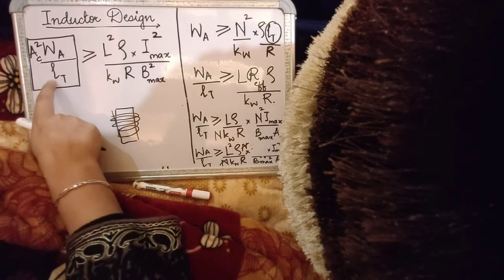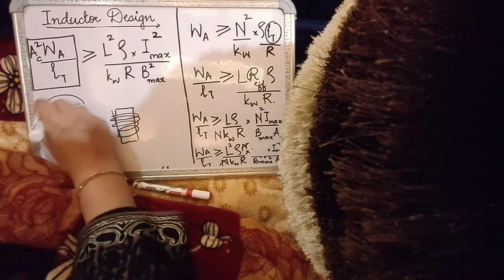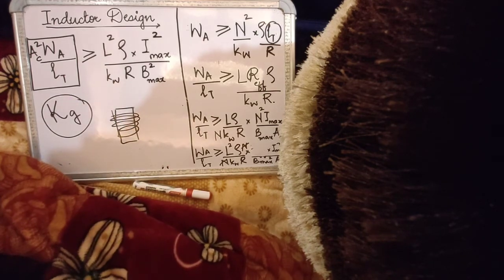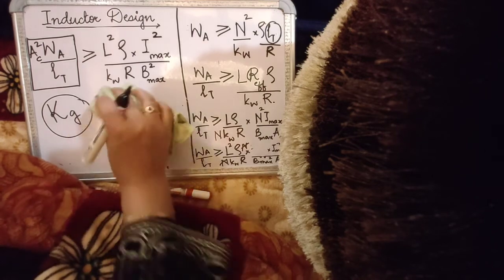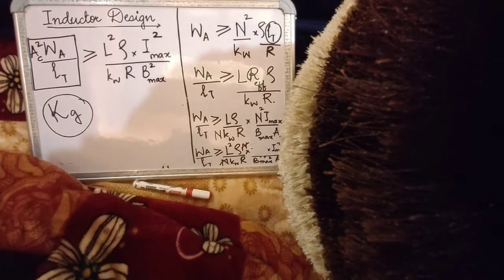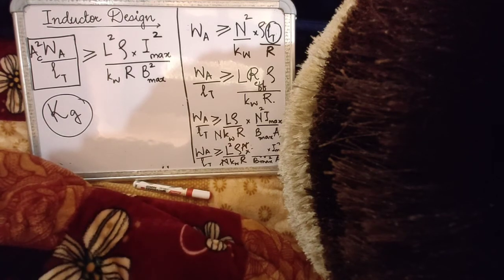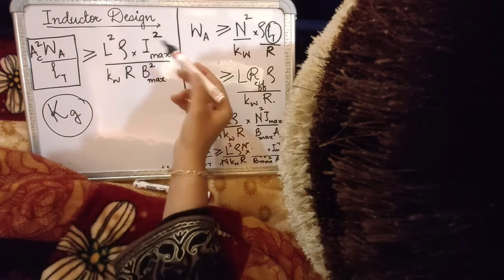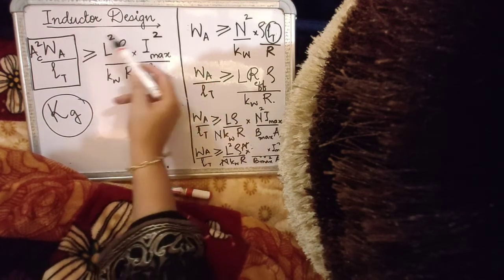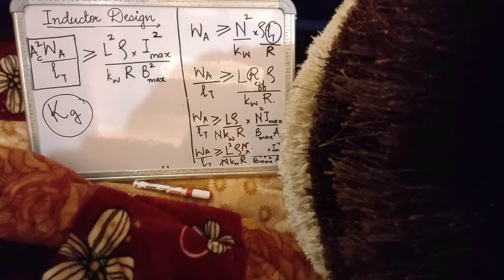So this particular thing, all the geometrical constants of the core, they are clubbed together as a constant called the core geometrical factor, Kg, which basically describes the effective electrical size of the magnetic cores. So effective electrical size depends upon the different electrical quantities, what will be the size of the core that you have to choose.